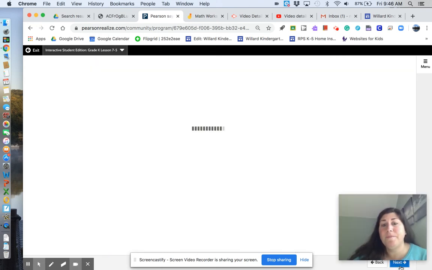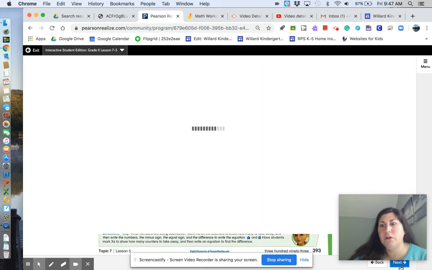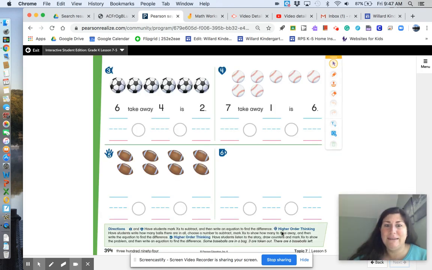So on your math work today, your equation is a little tricky. And it says, some baseballs are in a bag. 3 are taken out. There are 6 baseballs left. So the reason why this one is hard is because the whole is missing. So we don't know what that is. So what I really want you to try with this one is to just try to draw a picture and figure this out the best you can.